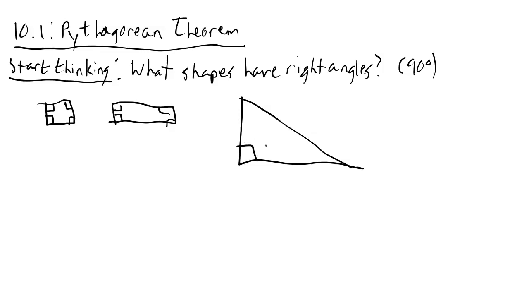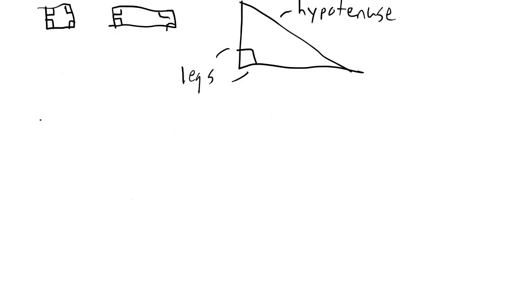So a right triangle, we have specific names for each of the sides. The longest side we call the hypotenuse. So the hypotenuse is the longest side, and the two shorter sides are called legs. So we have legs and hypotenuses. And what the Pythagorean theorem says, let's actually write out what it says.